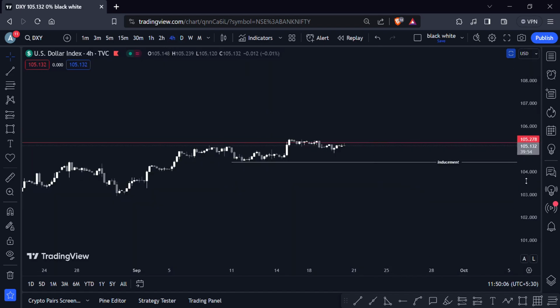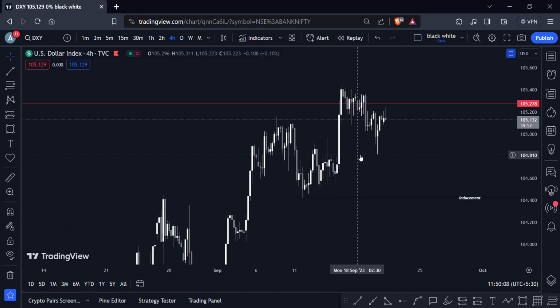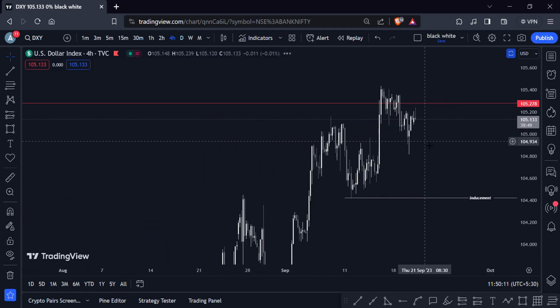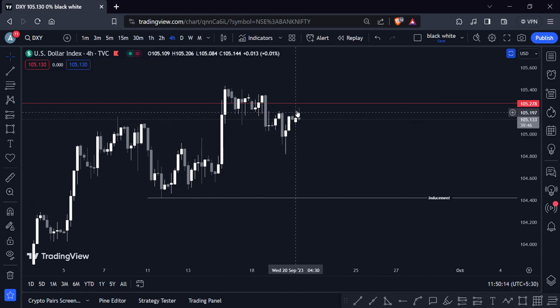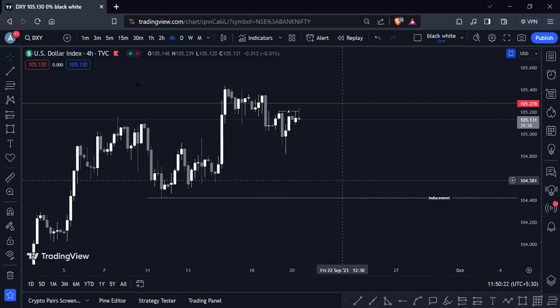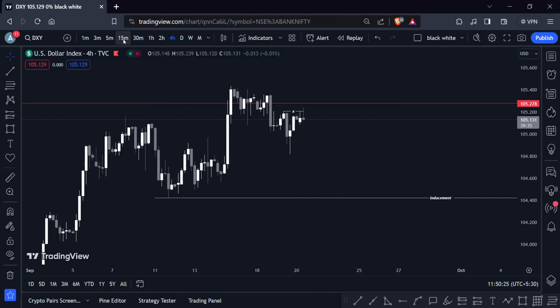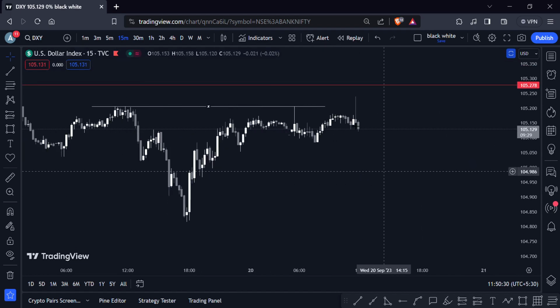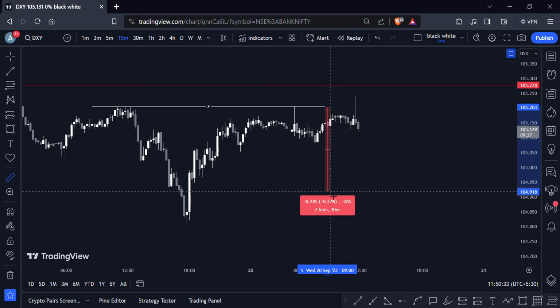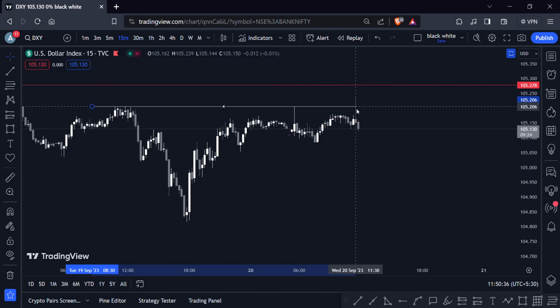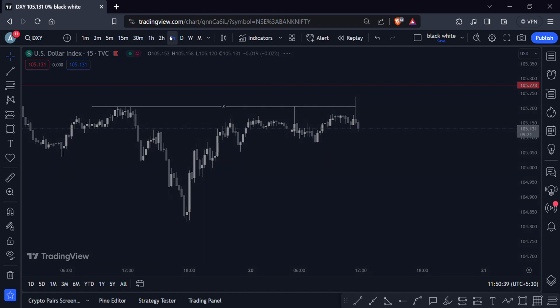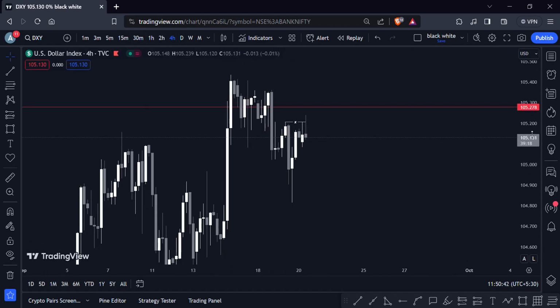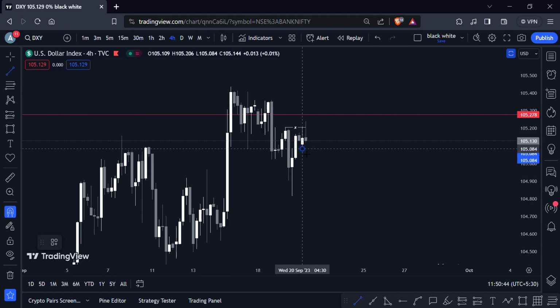Let's get to the 4 hours for making our vision much clearer. So we took the imbalance, the volume imbalance over there, and we are now reacting. So this is the 4 hour. We took the sweep over here. Okay, and let's get to the 15 minute for confirmation that the sweep was okay with us. So this is the sweep of the previous highs.